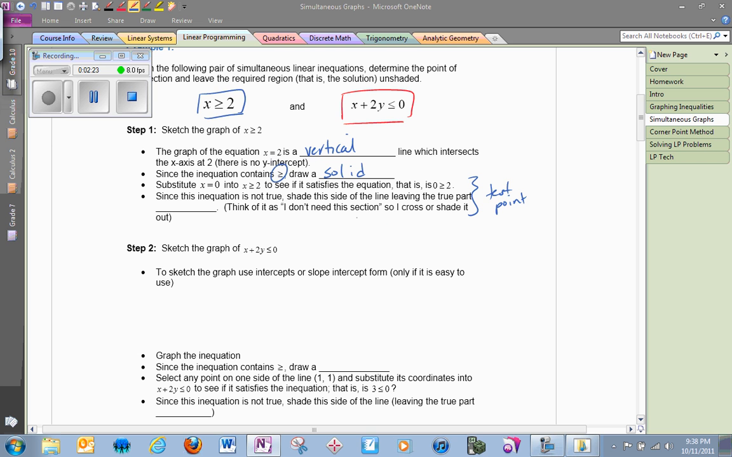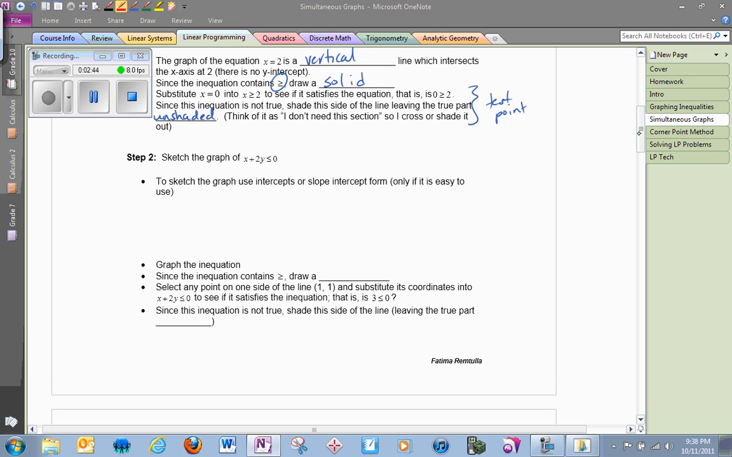So that's what it's saying over here. I want to leave the true part unshaded. So basically I haven't done anything different than I did last class. Now in red, because I have two equations, we're going to graph this inequation on the same graph that I just did. I could use the x-intercept and y-intercept method, or I could rearrange.